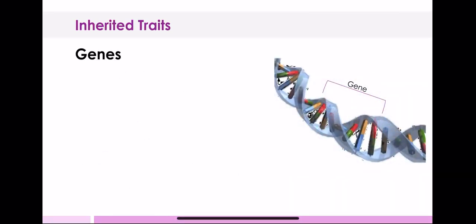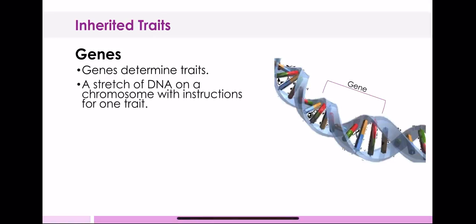All right, genes. As you can see on the right, you can see a little segment or strand of DNA, and that little bitty tiny segment is what we call a gene. So they determine traits. Genes determine our traits. Genes, like I was saying, is a stretch of DNA on a chromosome with instructions for just one single trait. So on one strand of DNA, we're going to have thousands of different genes, so thousands of different instructions for different traits. And we're going to have how many chromosomes?